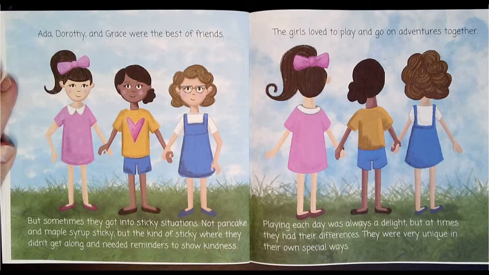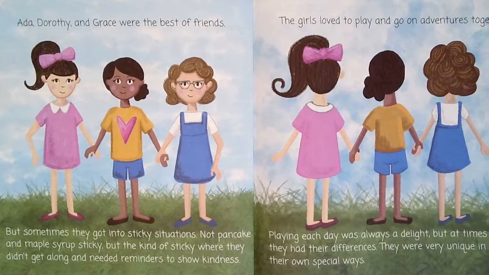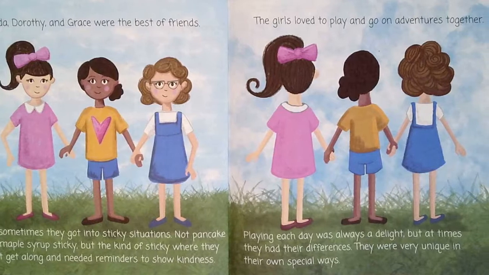Ada, Dorothy, and Grace were the best of friends. But sometimes they got into sticky situations. Not pancake and maple syrup sticky, but the kind of sticky where they didn't get along and needed reminders to show kindness. The girls loved to play and go on adventures together. Playing each day was always a delight, but at times they had their differences. They were very unique in their own special ways.